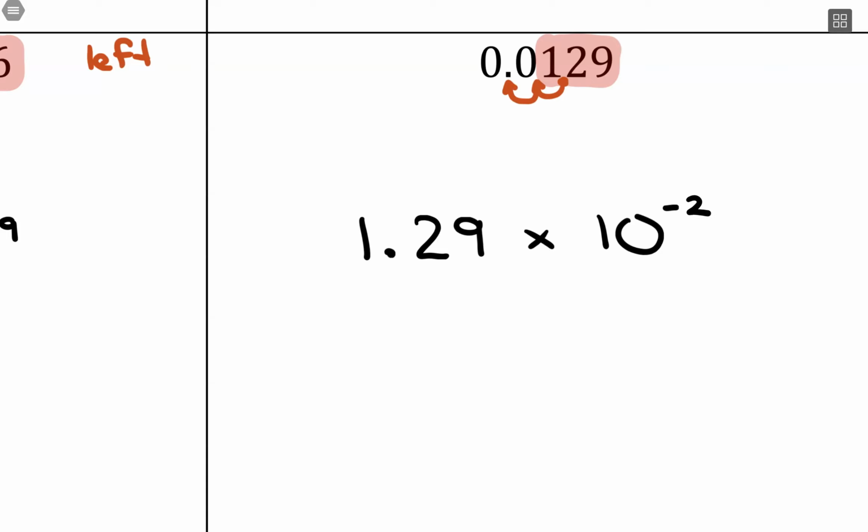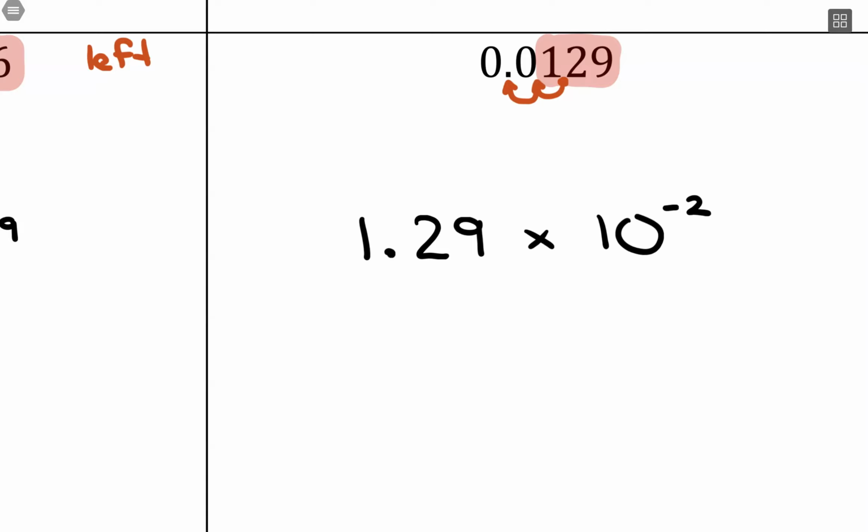And this last one here, 129, and 129 is too big. 12.9 is also too big, that's larger than 10, but 1.29, perfect. So we're going to use a 1.29 times base 10, and then it just needs to go 1, 2 to the left, so that'll be -2.